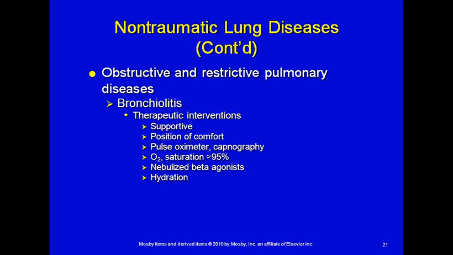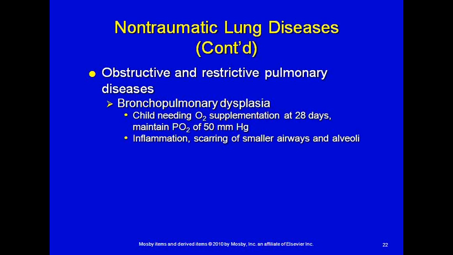we want to use nebulized beta agonists or our normal breathing treatments, because this is a disease of narrowed and swollen lower airways. And then hydrate them, as I mentioned earlier.